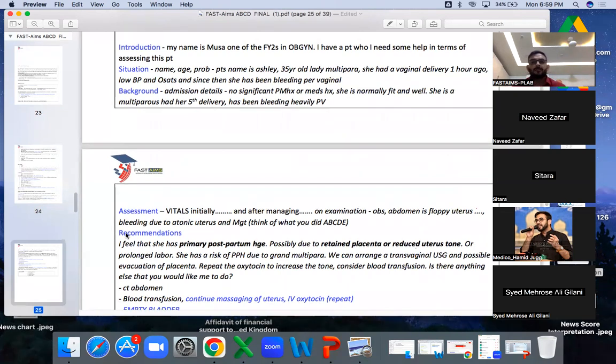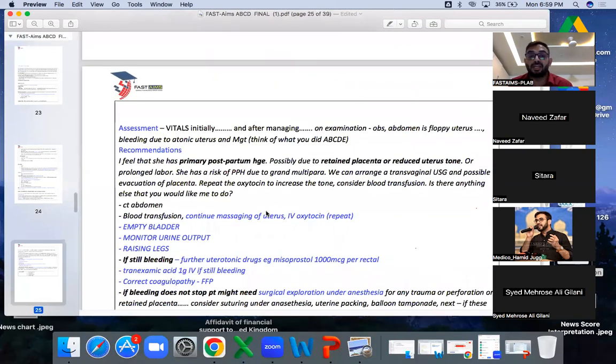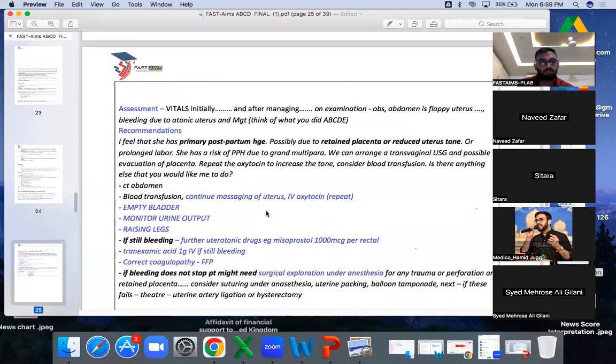You give your introduction to the crash team. You will not have to talk to the patient or to the examiner. They will say, hand over the patient to the crash team. So you will introduce yourself. You will tell the situation: the patient was this. What was the background? It was a primigravida, or a multigravida, this and that. Then what was your assessment? And what are your recommendations, what should be done? That's it.